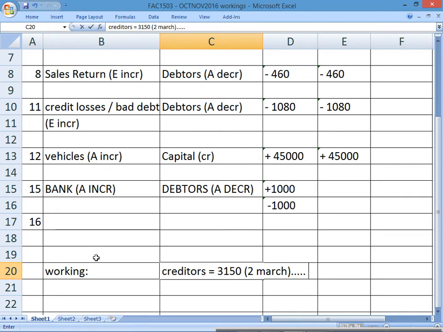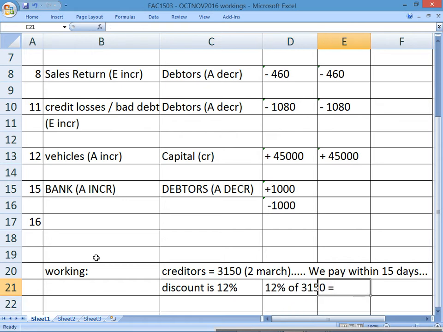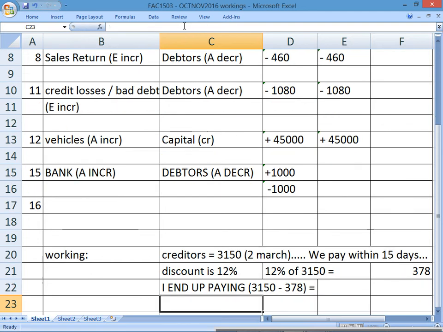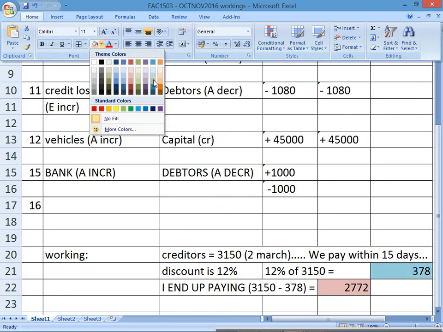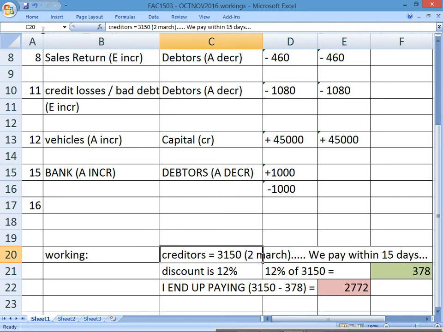Do you guys agree? Okay, we pay within 15 days, we're going to get a discount. Do you guys agree? Okay, so how much am I actually going to pay? Well, the discount is 12%. So what is 12% of 3150? Let's work it out. 3150 times 12% is 378. Okay, so that means I end up paying 3150 minus 378, close brackets equals, I end up paying that amount. Okay, so this is what I pay. That's my payment. That's my discount. And that's the outstanding liability.